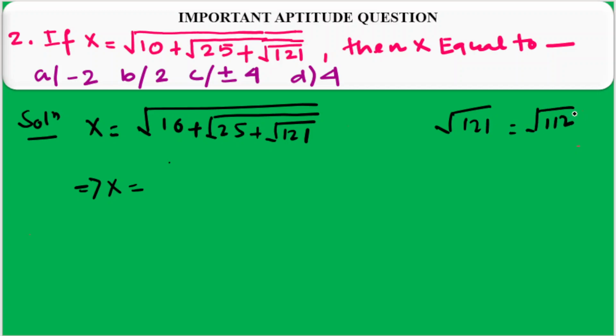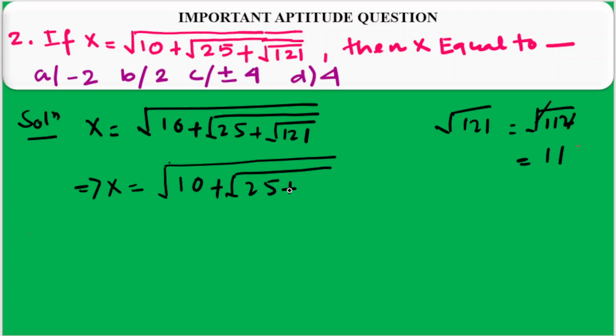First step we have to do is we can resolve the square root of 121 as square root of 11 square. This square and root will get cancelled out, so it will remain 11. So we can write this equation as square root of 10 plus square root of 25 plus 11. Next step is we can write this 25 plus 11 as 36.